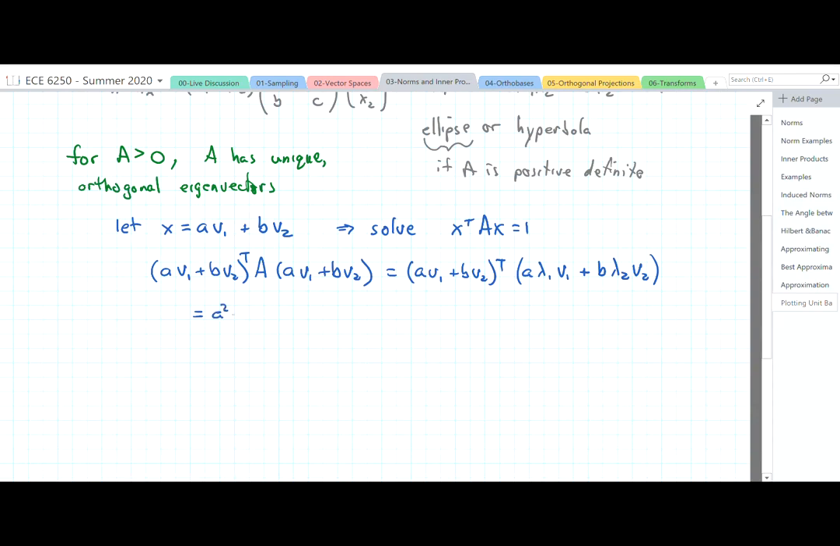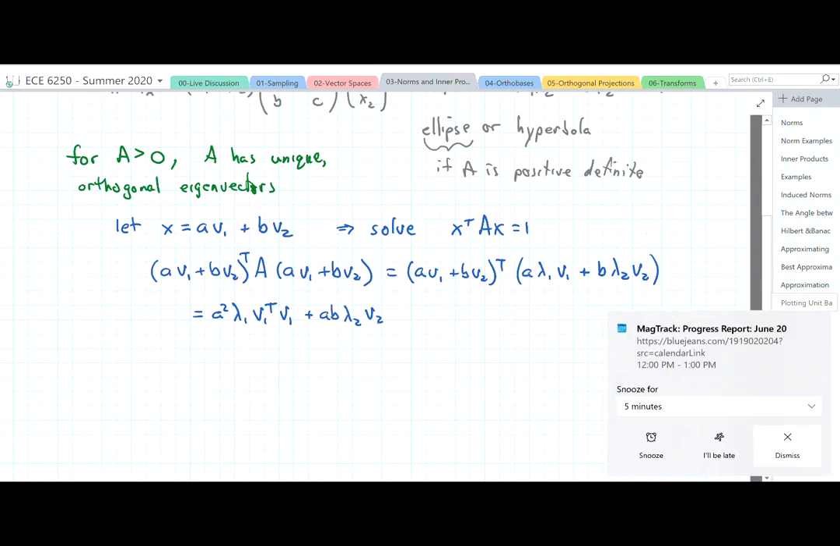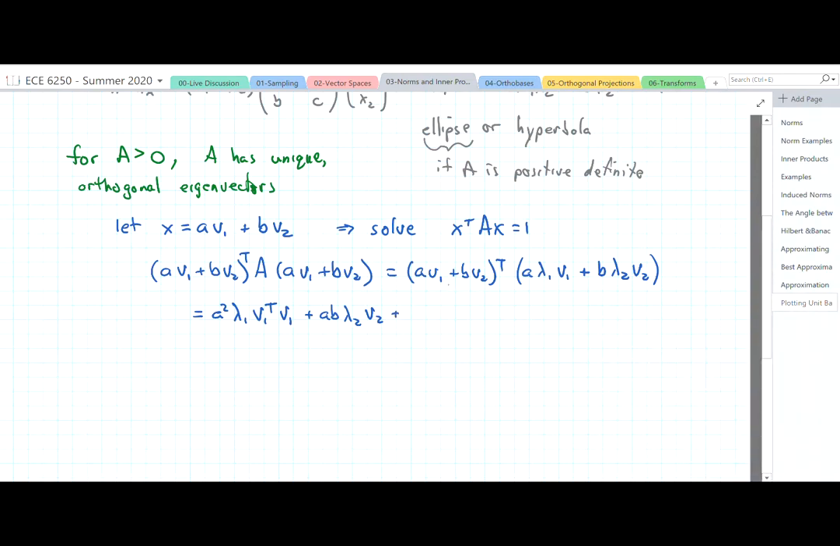Now we have a squared lambda 1 V1 transpose V1 plus ab lambda 2 V1 transpose V2, oops, I left out something here, plus ba lambda 1 V2 transpose V1 plus b squared lambda 2 V2 transpose V2.